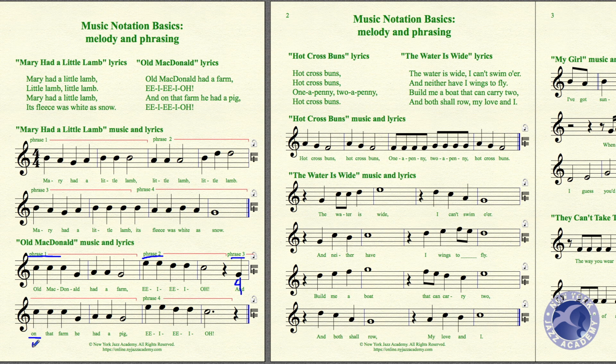That's beat 1. And beat 1, as you know from the second lesson on rhythm, tends to be emphasized a bit. And on that farm, he had, again, "had" is emphasized, and it's on beat 1. Had a pig, E-I-E-I-O, and notice the E's at the beginning are emphasized too. Phrase 4 starts on beat 1 again. E-I-E-I-O, and there's beat 1 with O emphasized. So the phrases match the lines again.